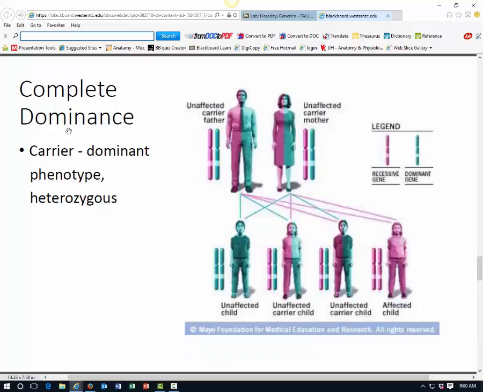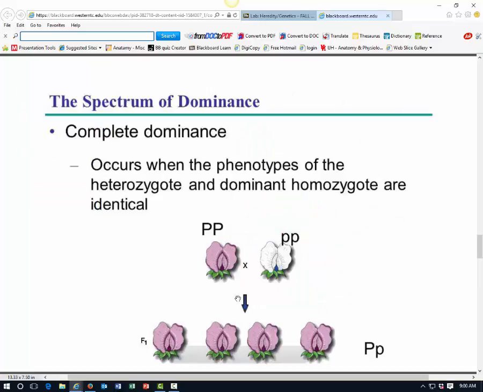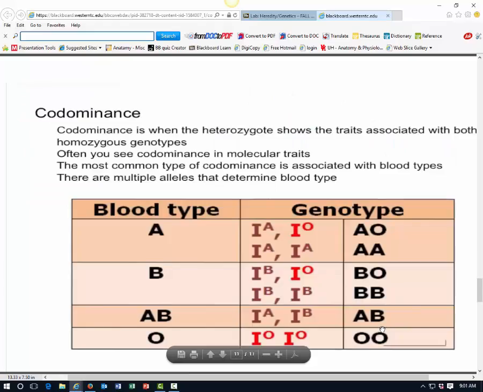So in complete dominance, again, a carrier has the dominant phenotype, but it is heterozygous, which means it's going to be one large letter, one little letter in terms of the alleles that were inherited. Codominance is when the heterozygous has both of the alleles, but both are expressed together. So in terms of blood type, this is an example of codominance.